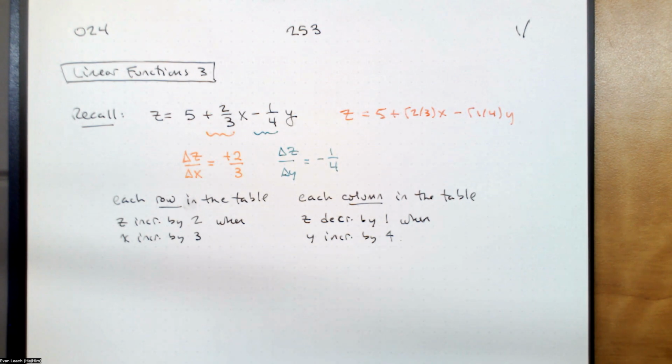In each row, z increased by 2 when x increased by 3. So our slope in the x direction, our dz dx, was 2/3. Our slope in the y direction, our dz dy, was negative 1/4. Any questions?